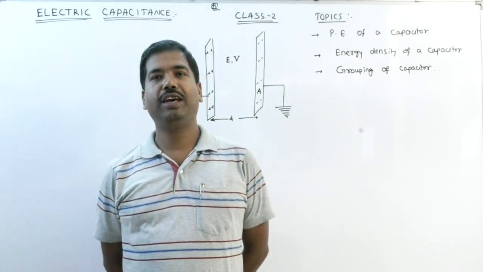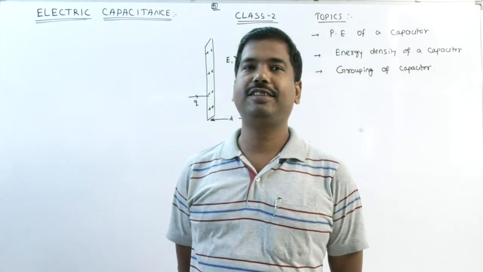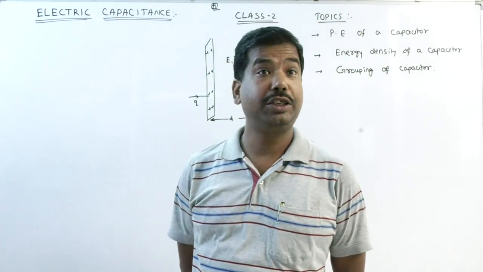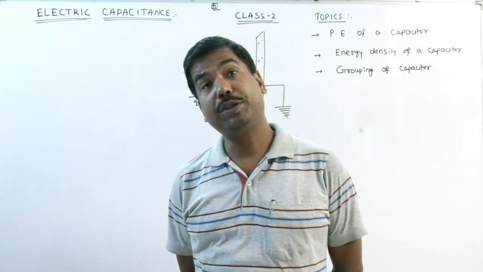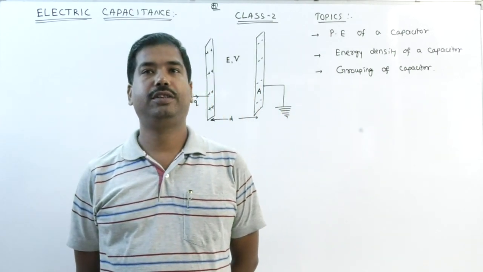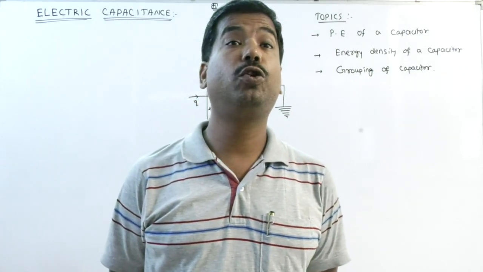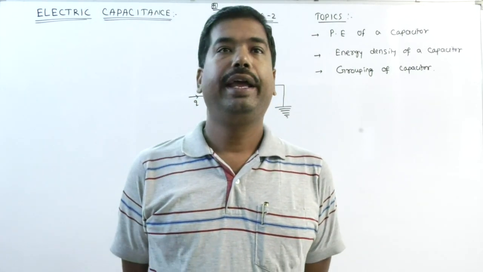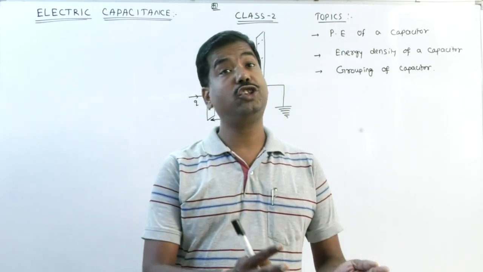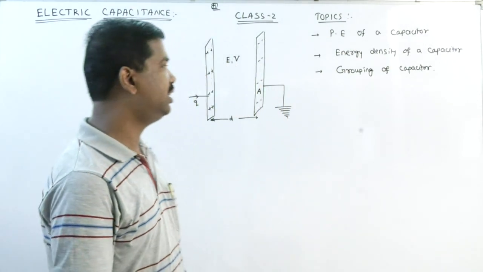My dear students, now we are in the second class of electric capacitance. In the previous class, we have discussed a lot of things about the capacitance, capacity of a capacitor, capacity of a spherical conductor, and then the parallel plate capacitor. Clear? Today we are going to discuss the amount of energy stored in a capacitor. A capacitor is a device where electrostatic energy is stored due to the flow of charge. Clear? A misconception is there.